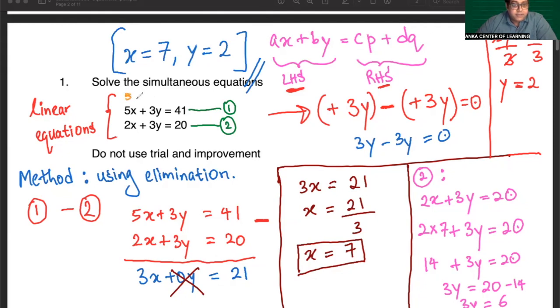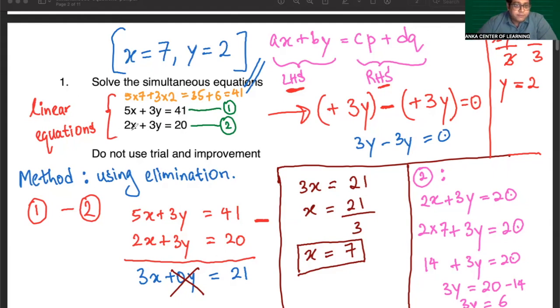So we have 5 times 7, that is the value of x that we have got, plus 3 times 2. 5 times 7 in this case is 35, and 3 times 2 is 6. 35 plus 6 is equal to 41. So as you can see, the two sides of the equation are balanced when you substitute x equals 7 and y equals 2. Same way, if you consider equation 2, and plug in your values of x equals 7 and y equals 2, you can do a mind calculation here.